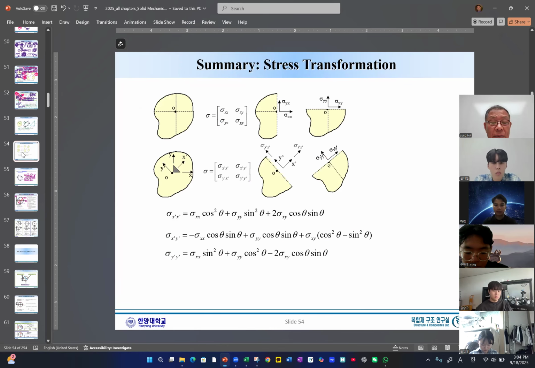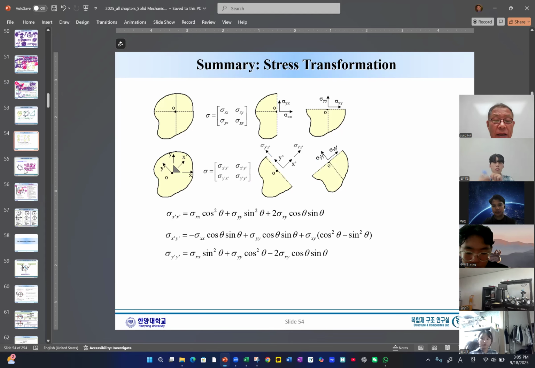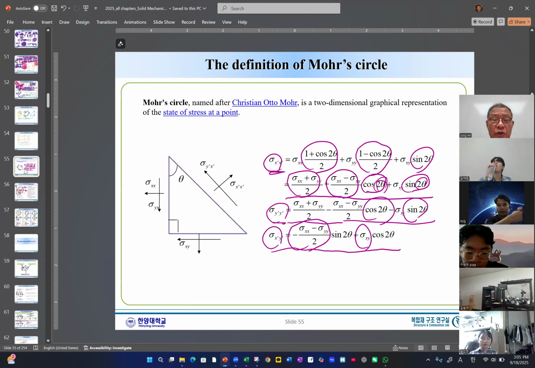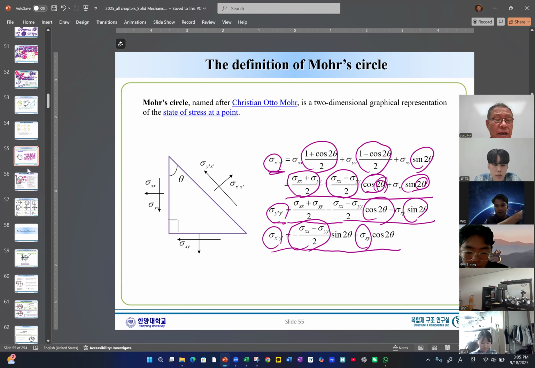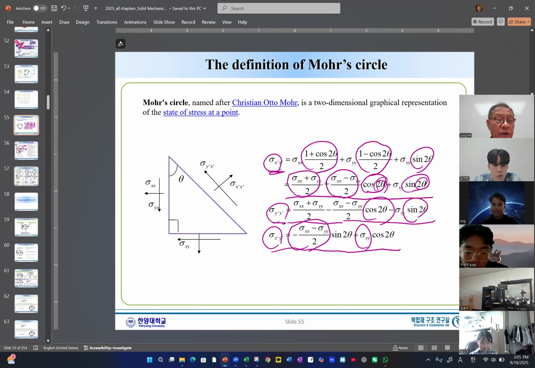I know it's a little bit complicated, simply because it's a new concept to you. Stress is not a vector. It is a second order tensor. Physically it's a little bit complicated, but the concept should be clear.